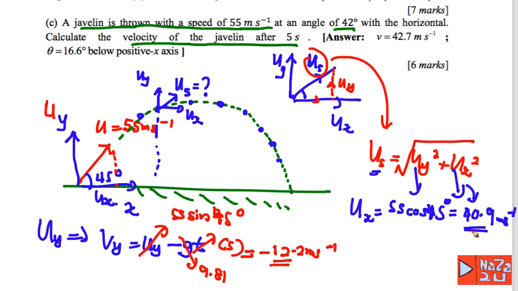So you can put the values of uy and ux in the equation. You can find the value of u after 5 seconds. This is equal to 42.7 meters per second. Right, and that is the velocity.